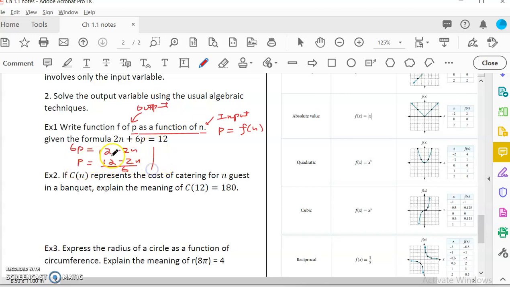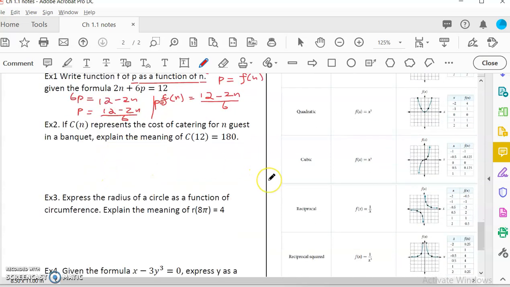And so this is a formula. In function notation, you will say p is f of n, which is equal to (12 minus 2n) over 6. And that's how you write it. You can write it as p equals this, p equals like that.